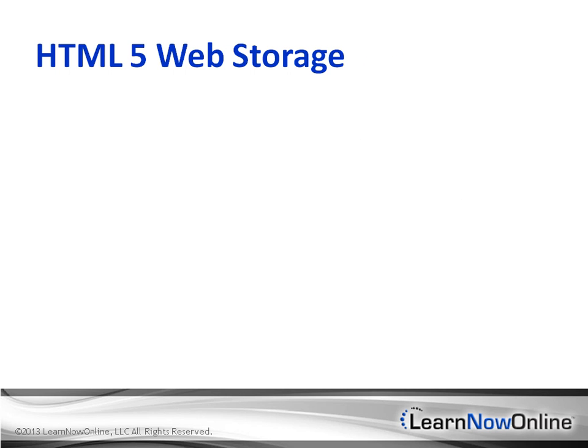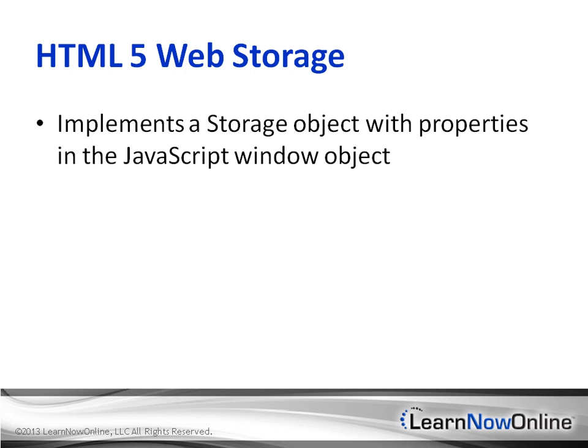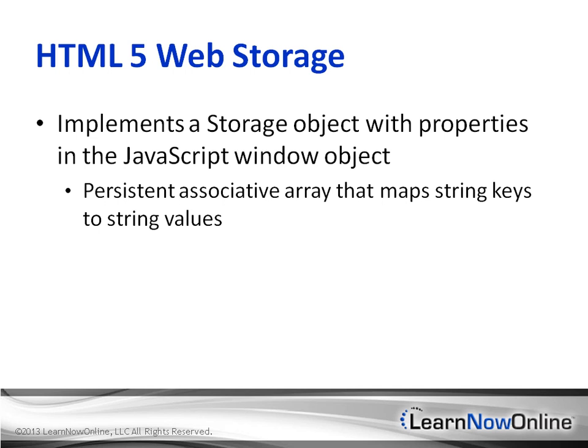All right, so let's talk specifically about HTML5 web storage. This is based on the web storage draft HTML5 specification. But don't be put off by the draft in the name. Modern browsers are implementing web storage to varying degrees. What this does is it implements a storage object with properties in the JavaScript window object. So it's essentially enhancing the DOM that's available to your JavaScript code. And the storage object is a persistent associative array that maps string keys to string values. So it's a fairly typical JavaScript kind of an object.